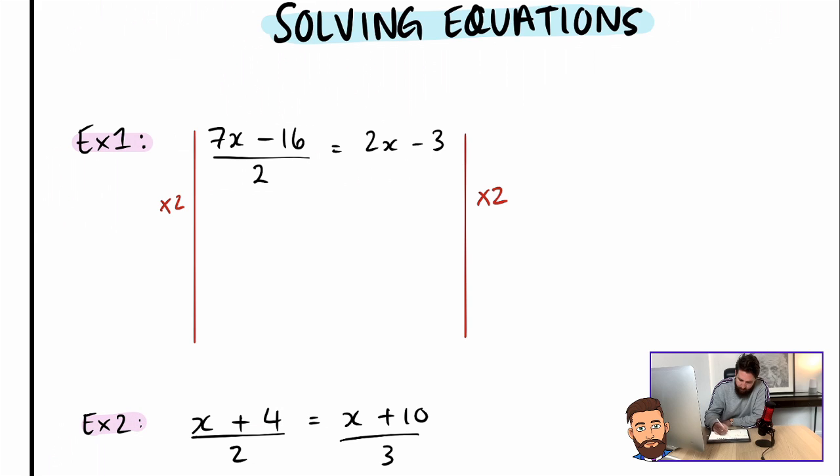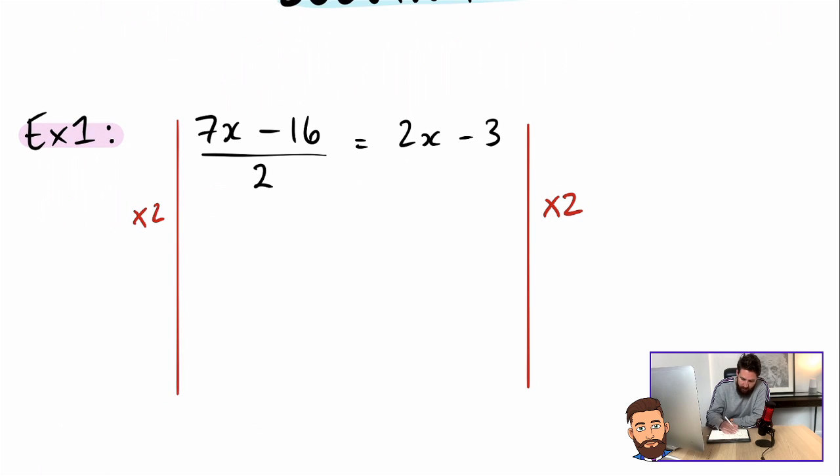And we have to do it to both sides to keep it equal, remember? And that will give us, well, if I times this side by 2, that gets rid of the 2. It cancels the 2. So this 2 is now gone, which will leave me with 7x minus 16 equals, timesing all of this by 2 will give me 4x minus 6.